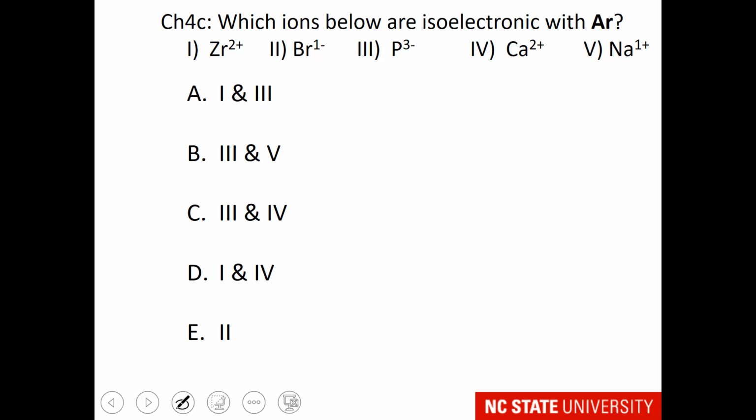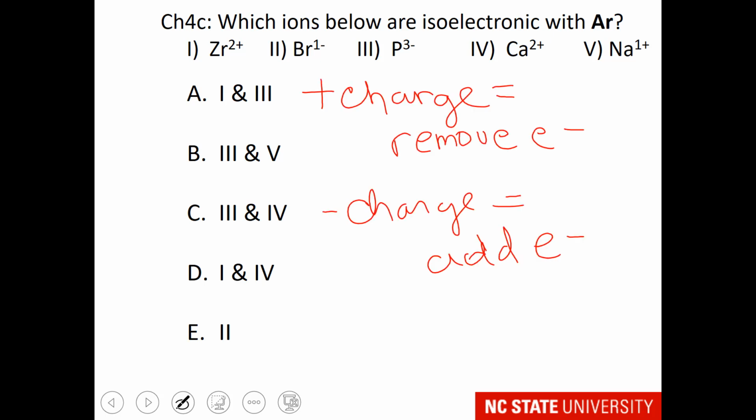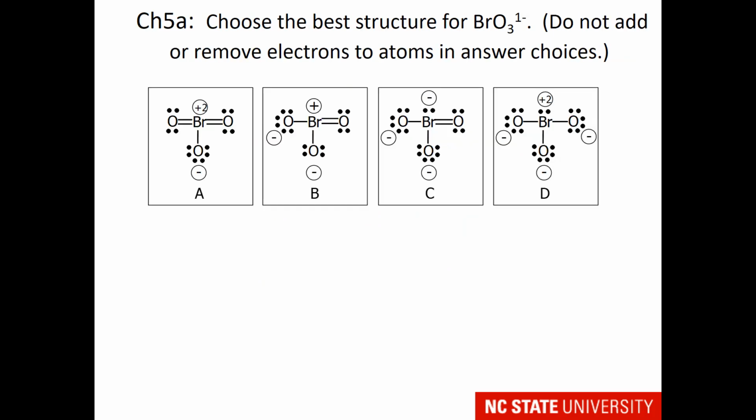This next one wants to know which ions below are isoelectronic with argon. So remember that a positive charge means you remove electrons, and a negative charge means you add electrons. You will be drawing Lewis structures for this test, so it's worth it to practice again.